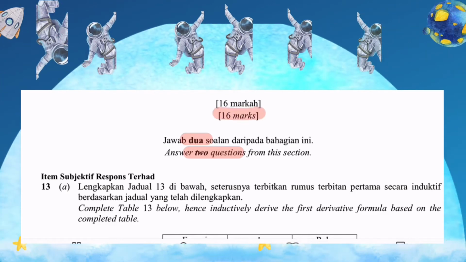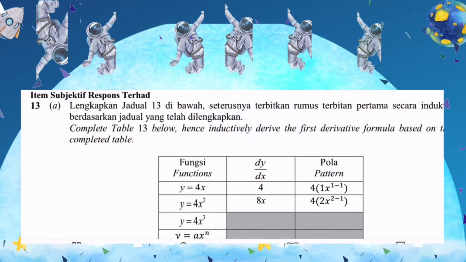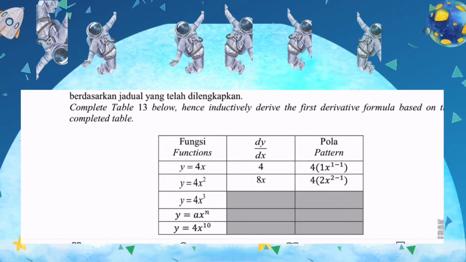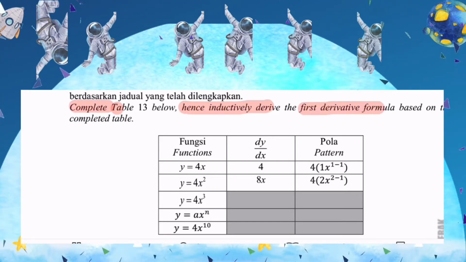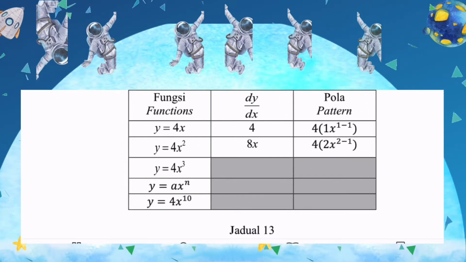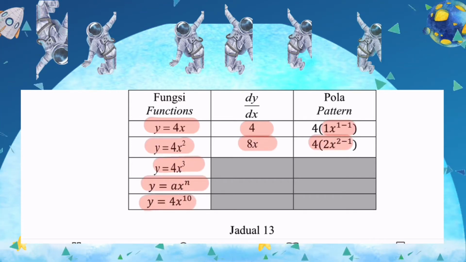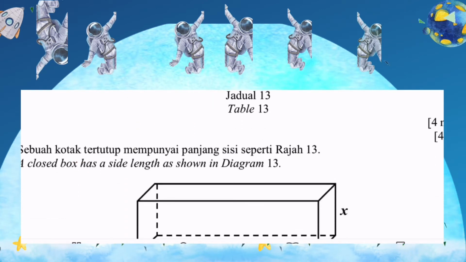Let's discuss section B. There are three questions, you need to choose two. Complete table 13 below. Hence, inductively derive the first derivative formula based on the complete table. So by looking at the table, we have functions y equal to 4x. When we do dy/dx, we get 4. So the pattern is 4 remains the same, the power is brought down, and x with the power minus 1.